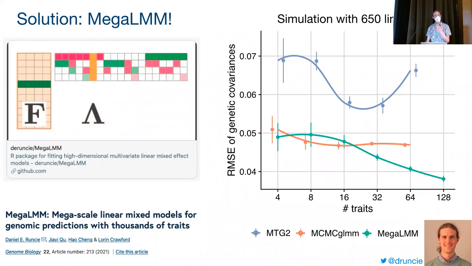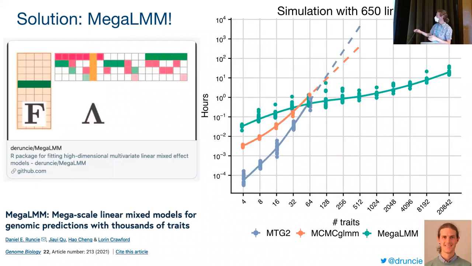The reason is that the time it would take to fit large data sets with other programs is really prohibitive. Here I'm showing the number of hours it would take to fit a data set, not even worrying about how well it's fitting, against the number of traits. The other programs increase quadratically or cubically. And so by 100 traits, it's hours. By a couple hundred traits, it's weeks, and then years, very quickly.